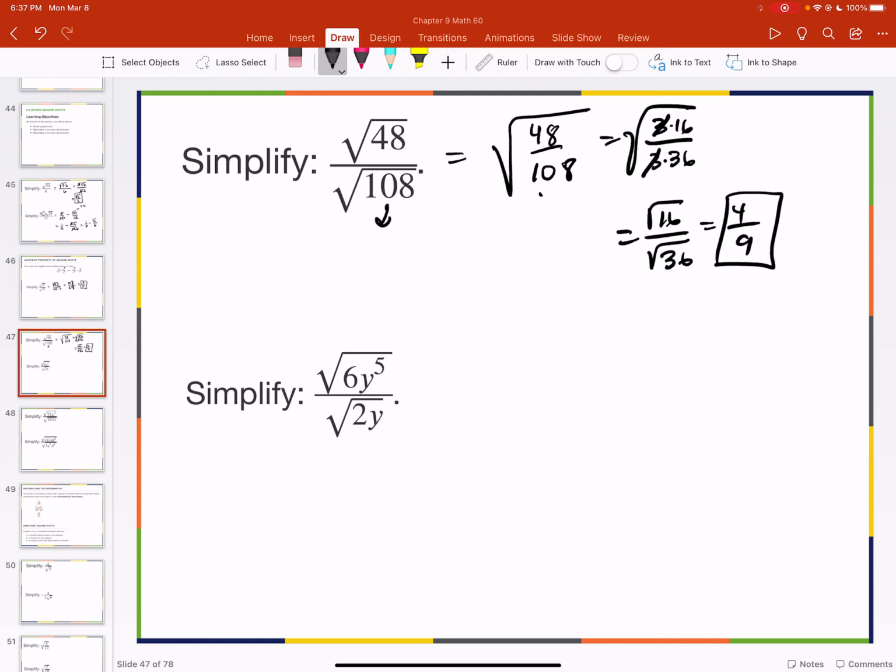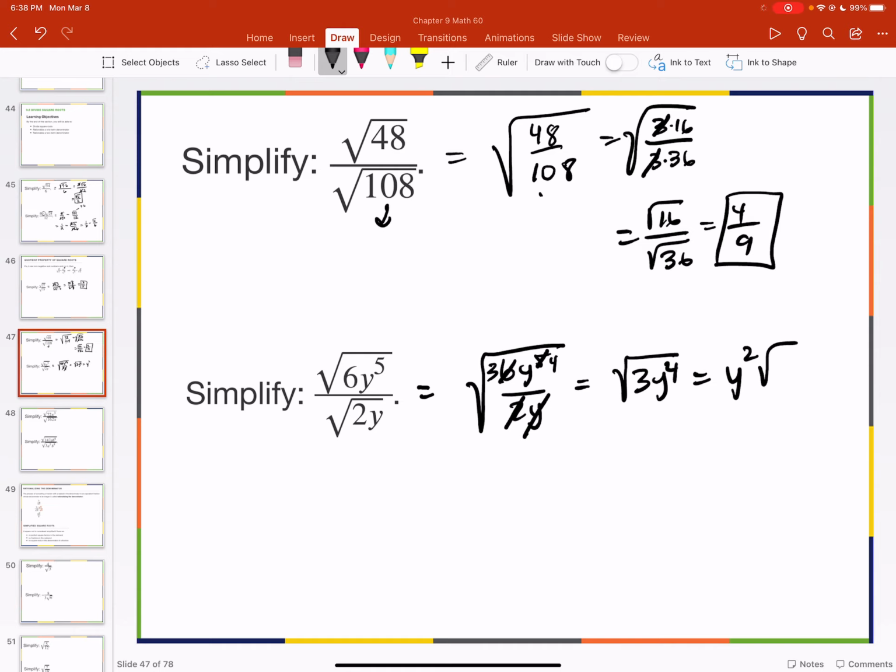Now that property actually becomes more helpful here, because you can write this as one radical, 6y to the 5th over 2y. And now this cancels: 2 goes into 6 three times. Y to the 5th power divided by y is y to the 4th power, because 5 minus 1 is 4. So then you just get square root of 3y to the 4th. But then this y to the 4th comes out as y squared, times square root of 3.